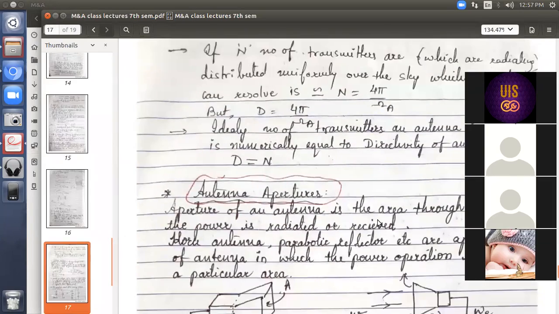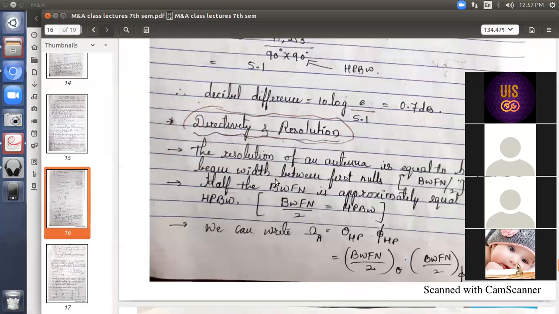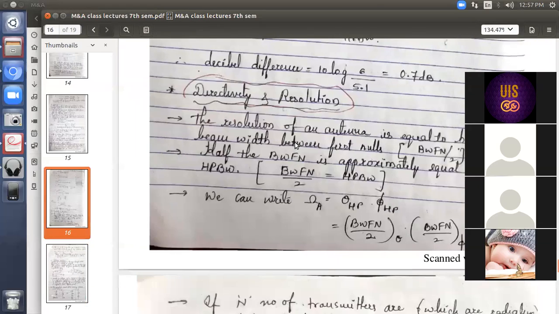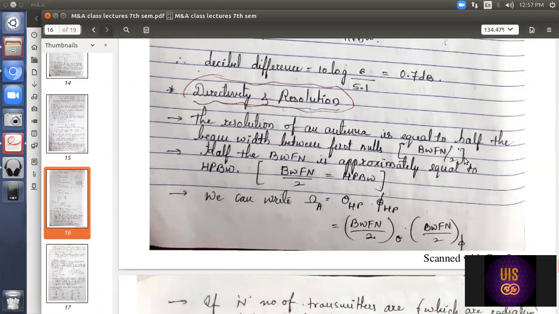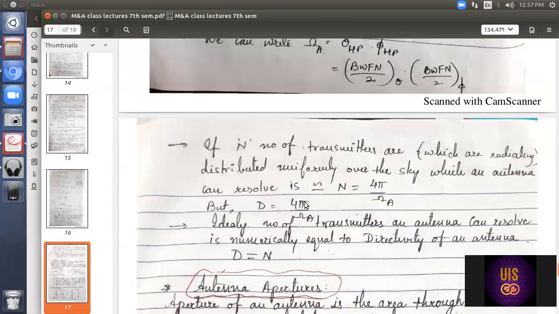After this problem, the last parameter we discussed was directivity and resolution. We have seen the resolution of an antenna. It depicts the quality. It is equal to half the beam width between first nulls, BWFN divided by 2, which is approximately equal to HPBW. And we were just discussing this.